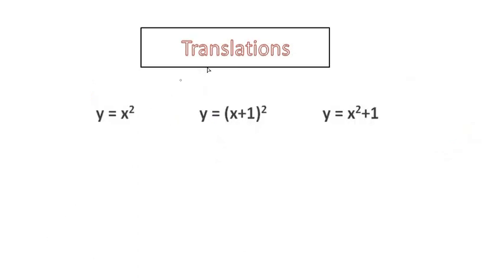Now let's study the translations on a quadratic function. Y equals x squared. Y equals x plus 1 squared. Here we change the value of x by adding 1. Now y equals x squared plus 1. We add 1 to the value of y, to the whole function. So here it's a vertical shift. In this case, it's a horizontal shift to the left. Let's see this on the graphing calculator.